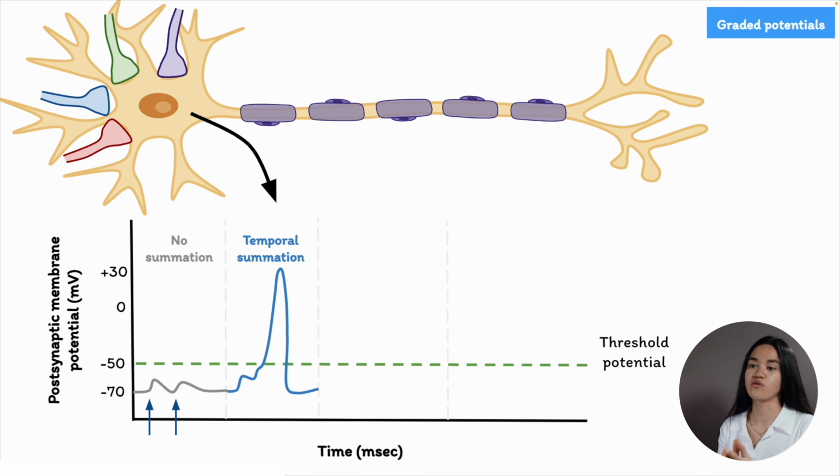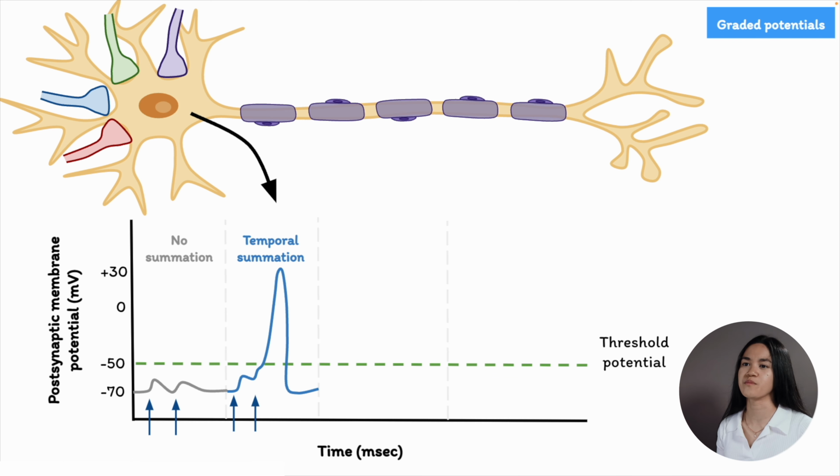So moving on to temporal summation. Temporal summation involves one presynaptic neuron. If this presynaptic neuron is triggered a second time before the first EPSP has died off, then the second EPSP will add on to the first EPSP, resulting in temporal summation. And if enough EPSPs are happening very close together, okay, before the previous EPSP has died off, the threshold can be achieved. This is known as temporal summation.